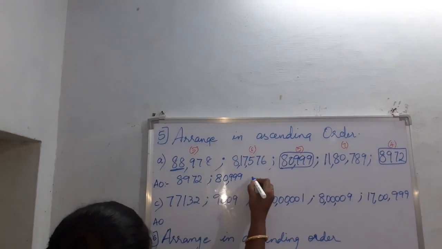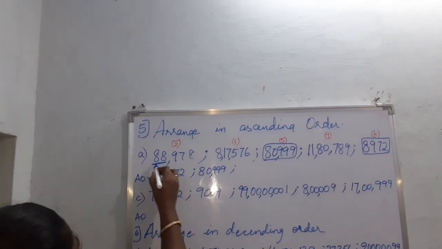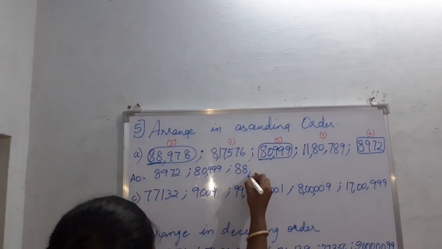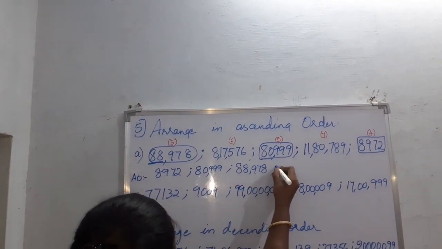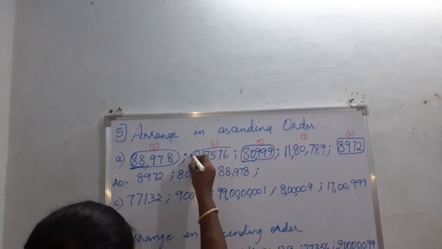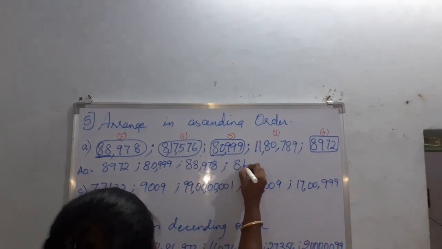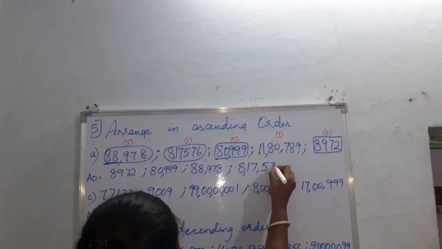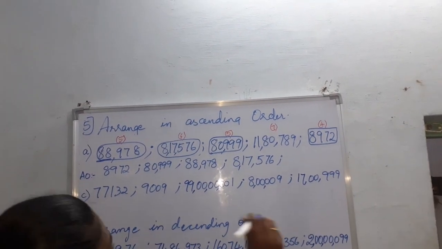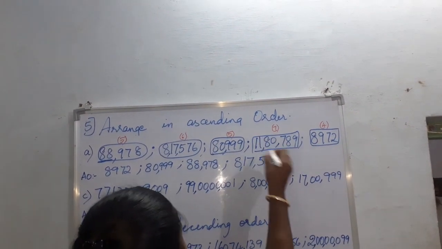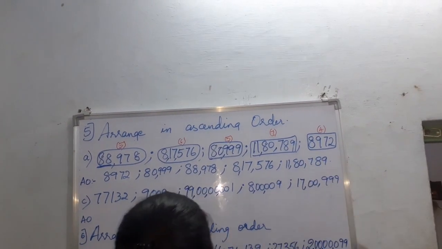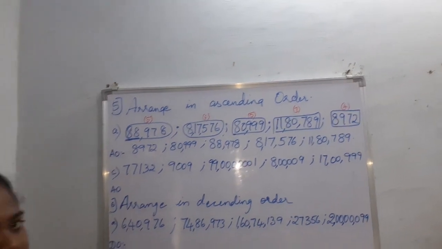80,999. That is 80,999. Next is your 88,978. Next 6-digit number, 7-digit number. 6 is obviously smaller. So circle it. 8,17,576. And the last is the 11,80,789.